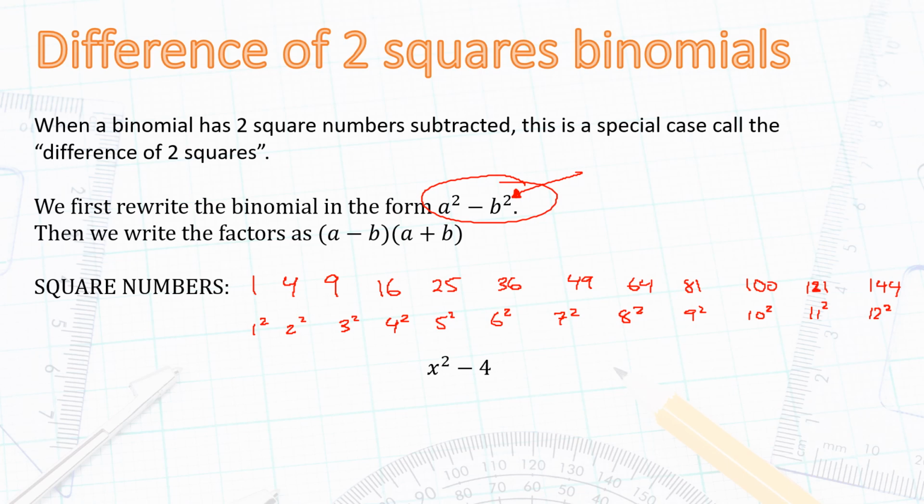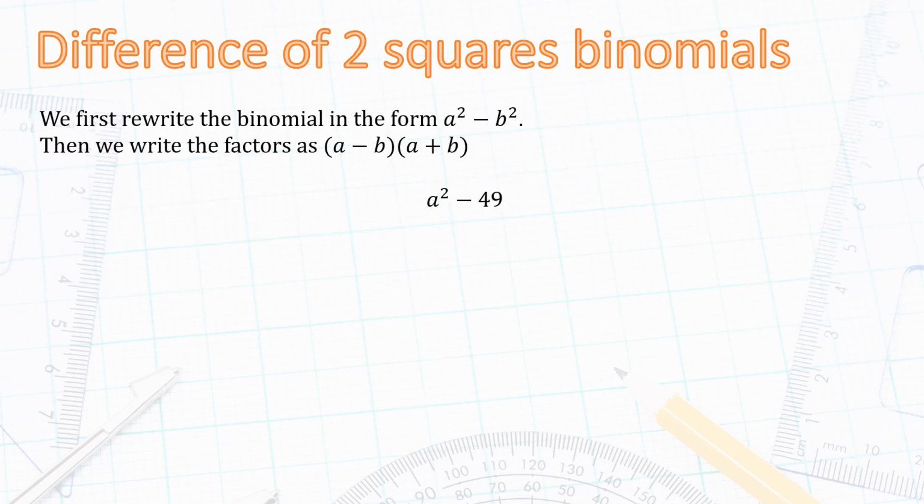So we're going to need to rewrite the question down here. x squared is already in that format of a squared, but 4 can be rewritten as 2 squared. So now it's x minus 2 to be squared, and the factors are going to be x plus 2 and x minus 2. So it's going to be that last number added and subtracted within the factors. We'll do a lot of practice on this.